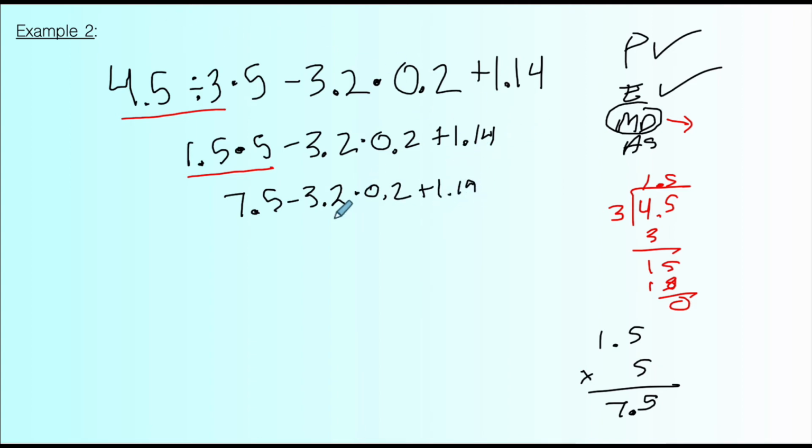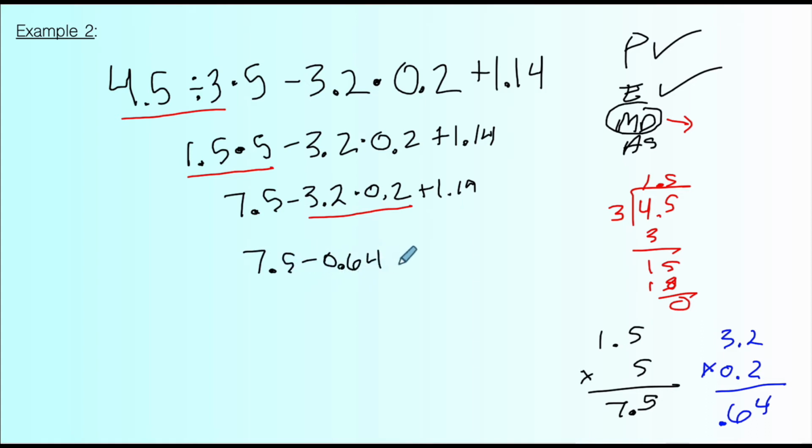I still have one multiplication left. You might have looked over it, but it's right in the middle here. So we're going to be doing that next. 3.2 times 0.2. And I need to move my decimal point over 1, 2. That gets me 0.64. So I'm going to replace that in the problem.